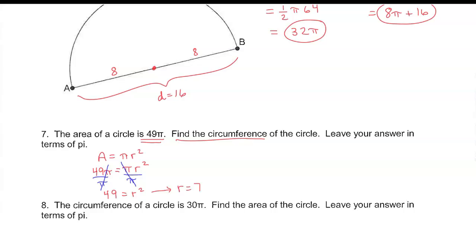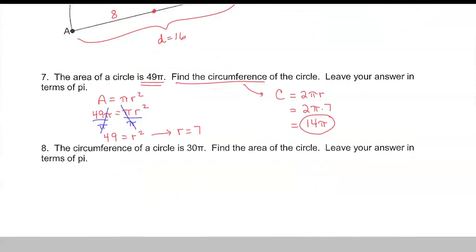R is 7. Now all I have to do is find the circumference of the circle. The formula is 2 pi r, and we know r now is 7, so 2 times 7 is 14. Your answer for circumference is 14 pi.